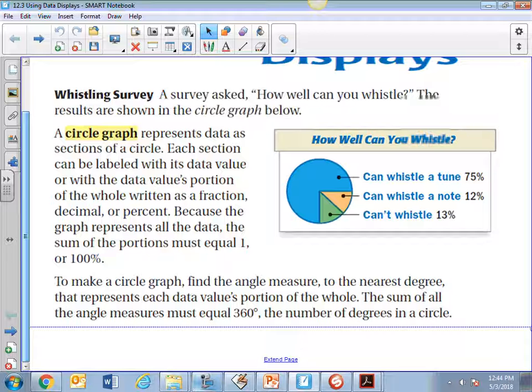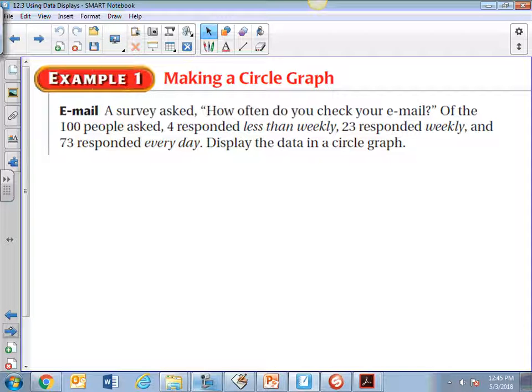It says to make a circle graph, find the angle measurement to the nearest degree, which I'll show you how to do. It says that represents each data value's portion of the whole. The sum of all the angle measures must equal 360. So not only do you have to add up to get 100%, but you also have to add them up to get 360 degrees, the number of degrees in the circle. That's what we're talking about. A couple different ways you can do it.